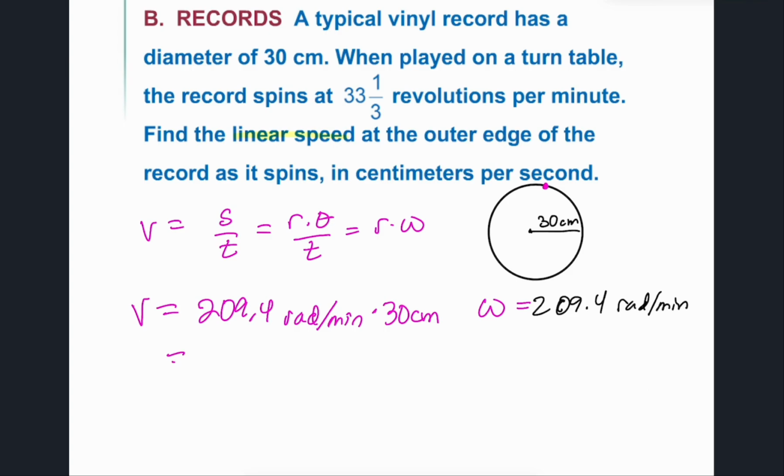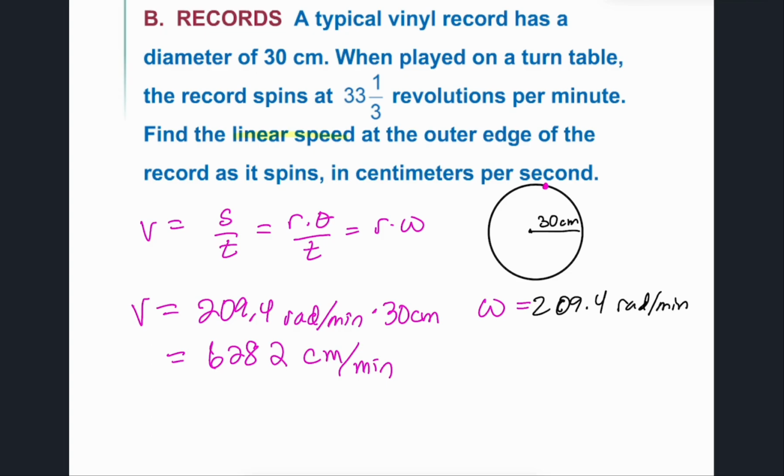we get that it's going 6,282 radians. Oh, I'm sorry, the radius length, centimeters every minute. Okay? So if you know the revolutions per minute, multiply by 2 pi, you get radians per minute. If you multiply that by the radius, you get the length per unit of time.